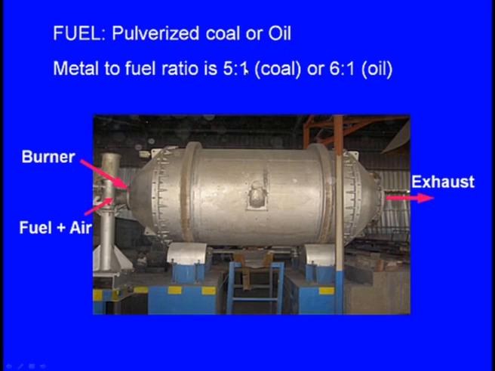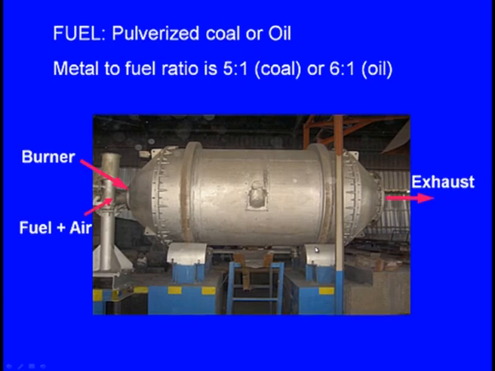It means for 5 kgs of charge, 1 kg of coal is to be used, or for 6 kgs of charge, 1 kg of oil is to be used. Now here we can see this is a cylindrical, horizontal shell. There is a burner inside which the fuel and air will be burning, and the fuel plus air inlet is here. So through this inlet the mixture of air and fuel will be going inside.